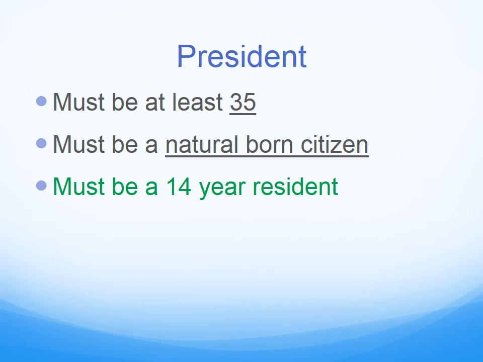Alright, so the president, the only qualifications that are listed in the U.S. Constitution are that he or she has to be at least 35 years old, they have to be a natural-born citizen, and they must be a 14-year resident of the United States. So that could technically mean that you could be born in the United States, move to another country, and then come back and live in the United States. As long as you're here for 14 years prior to running for presidency, then you should be fine.